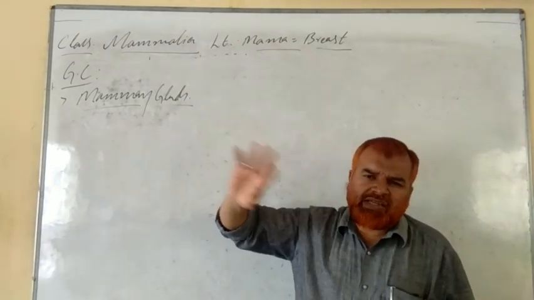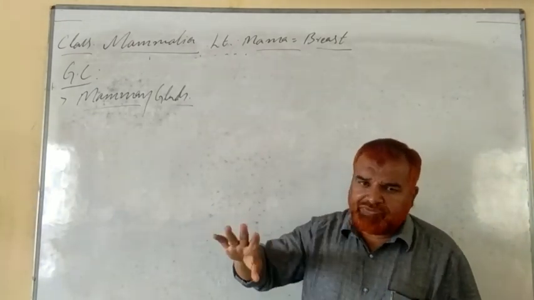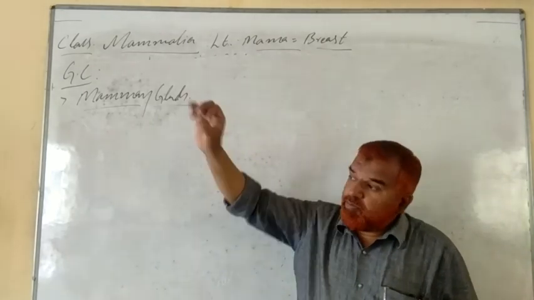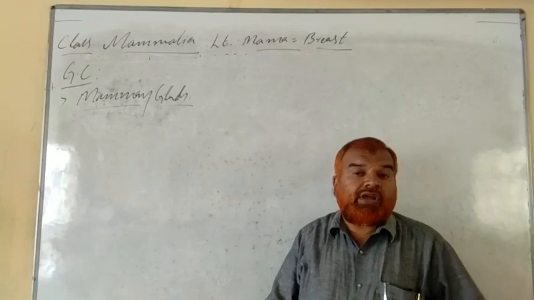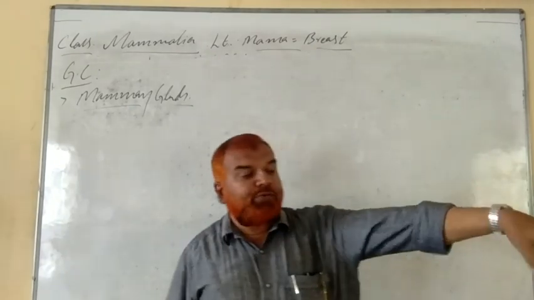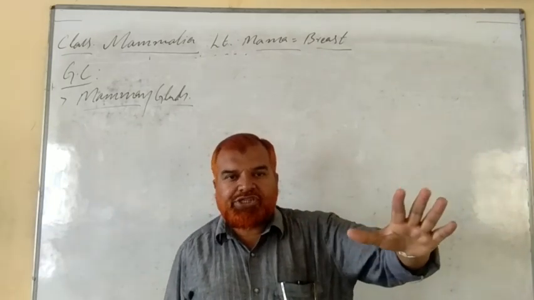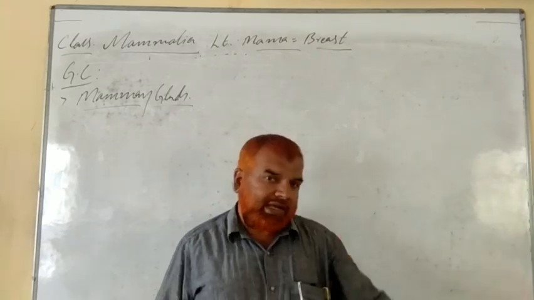They are found present everywhere: in the soil, deserts, grasslands, jungles, forests, polar ice caps. A few mammals are also found in the aquatic habitat. Whale is a mammal, not a fish. Whale is not at all a fish, it is a mammal.